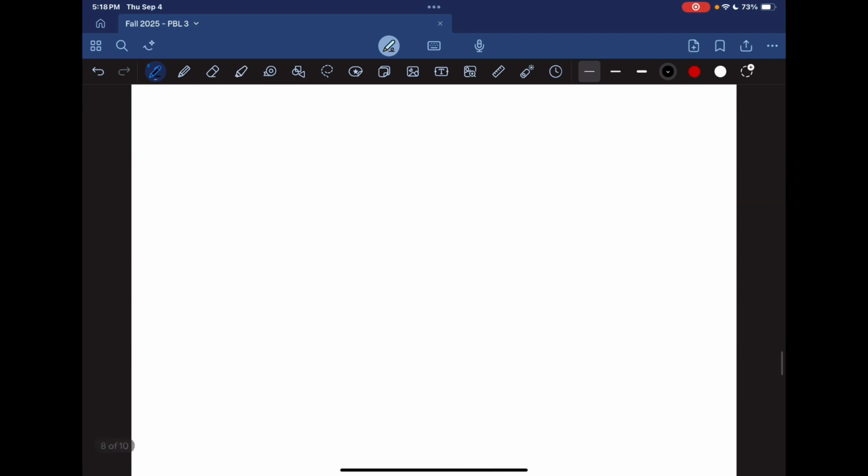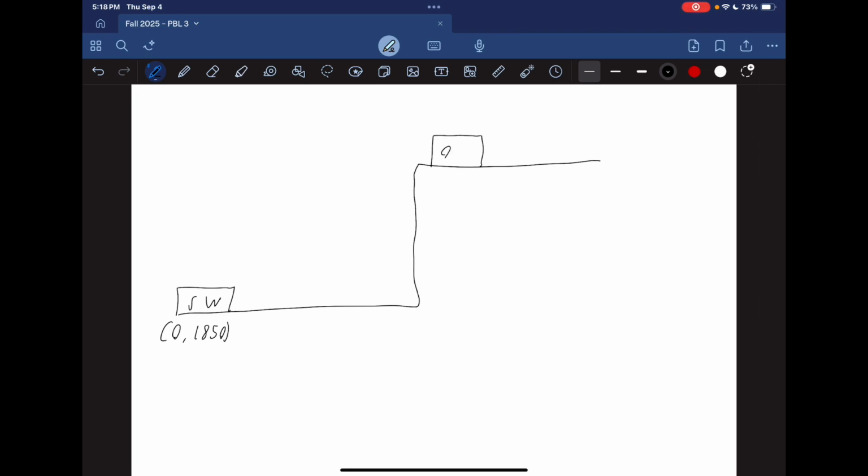So I'm first going to go ahead and draw a diagram again, but a little bit different. So down here, we have Stonewatch. And if you recall, this is at x equals 0 and y equals 1850. And then here is Olympus. And this is at x equals, I'm going to round, it was 3,999. I'm going to say it's x equals 4,000 and y equals 3255.